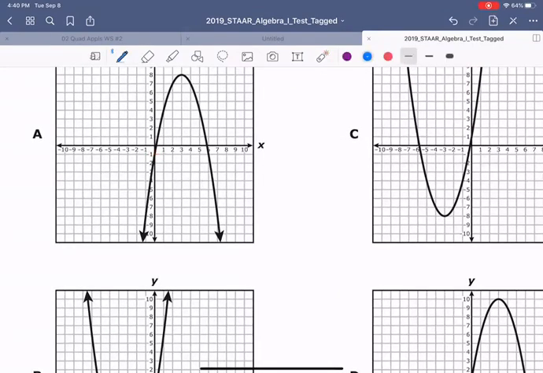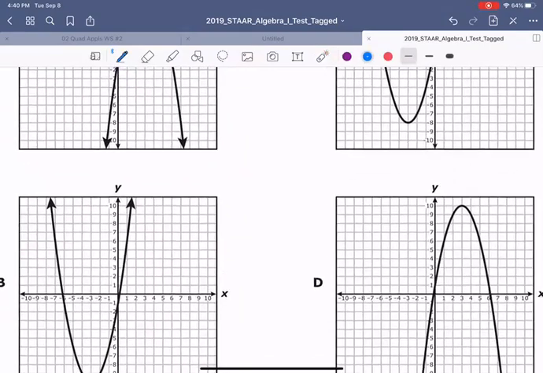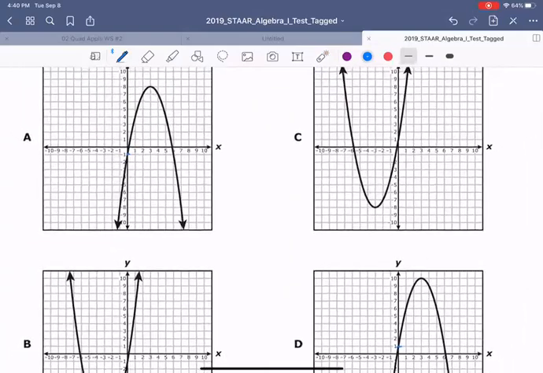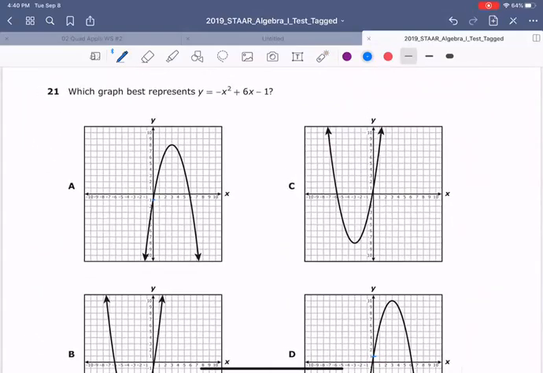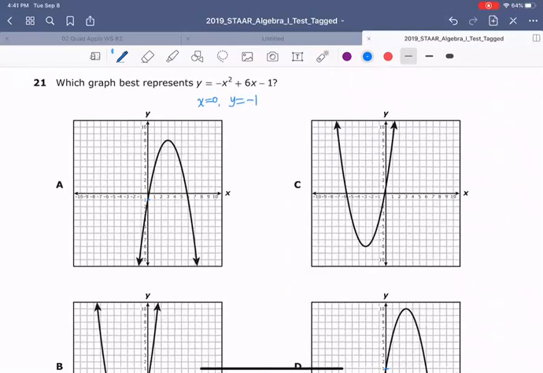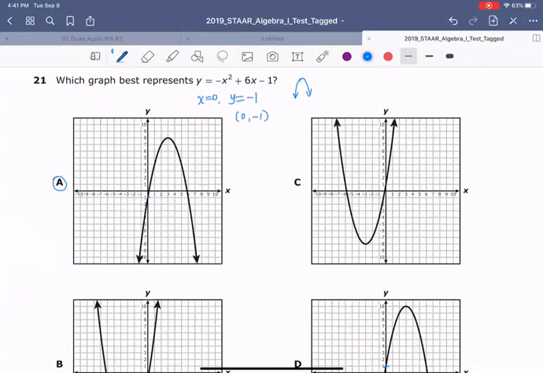Look, A is passing this point. D is passing this point. Now I'm asking you, which one? A. Good. Because when your x equals 0, your y equals negative 1, right? Correct? And this guy is going down. You can forget many other things, but this is the thing you have to remember. Negative is opening down, right? So it's opening down and also has a y-intercept at (0, negative 1). So it's A, right? But this guy is positive, so D is wrong.